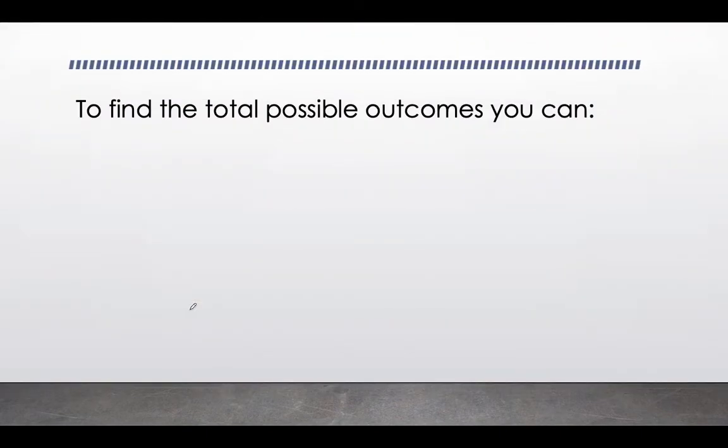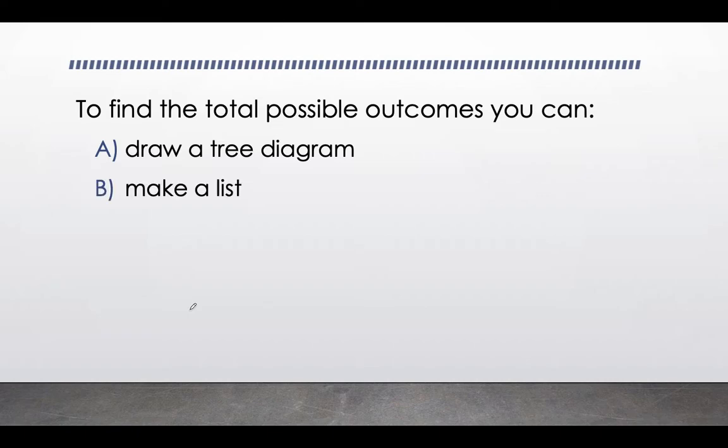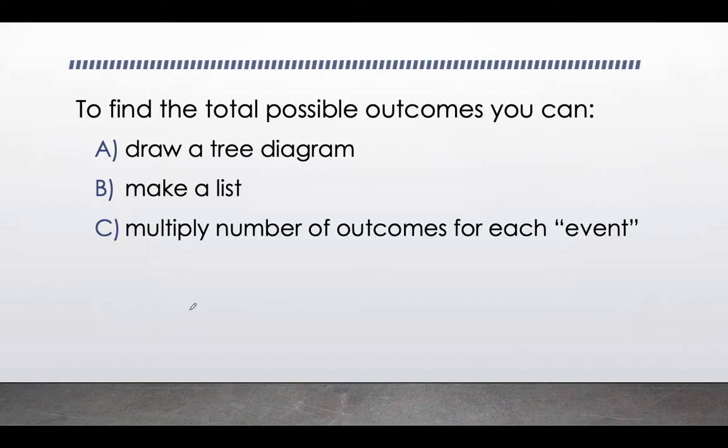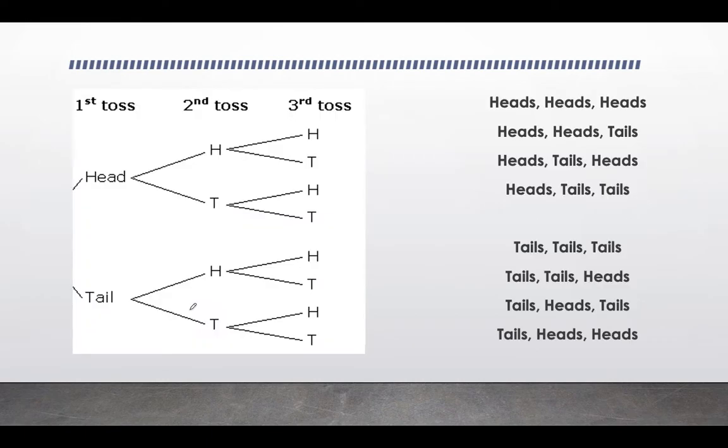To find the total possible outcomes, you can draw a tree diagram. You can make a list like I just did in the last example. Or we can multiply the number of outcomes for each event. Let's take a look at an example. If I tossed a coin 3 times, how many possible combinations would there be?